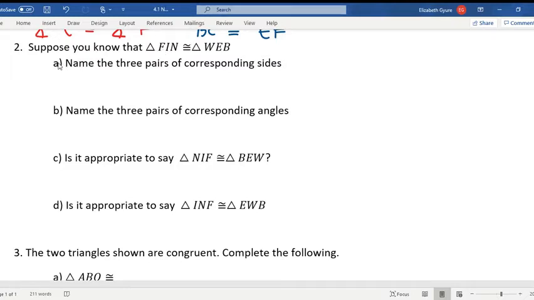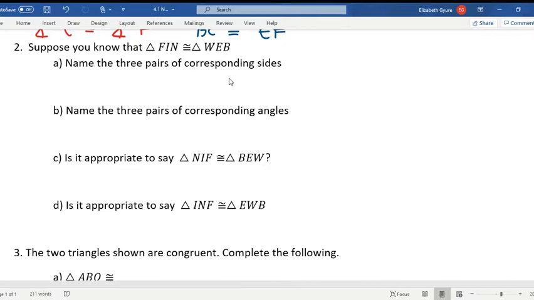So for number 2, suppose you know that triangle FIN is congruent to triangle WEB. Name 3 pairs of corresponding sides. Well, if you take a look at your two triangles here, F, I, and N are vertices, so that means segment FI is a side, segment IN is a side, and segment FN is a side. Then in WEB, segment WE is a side, segment EB is a side, and segment WB is a side.